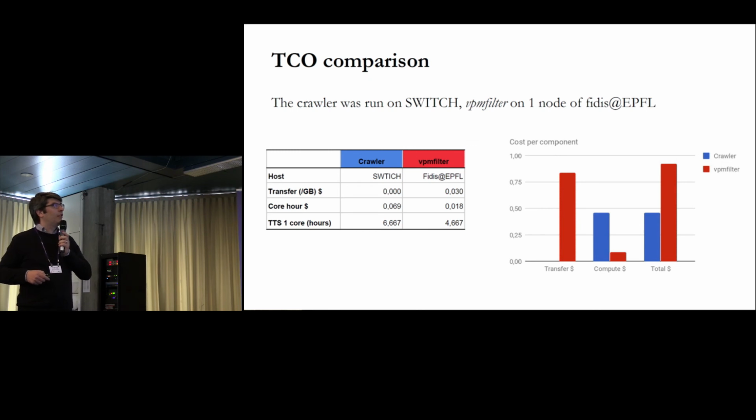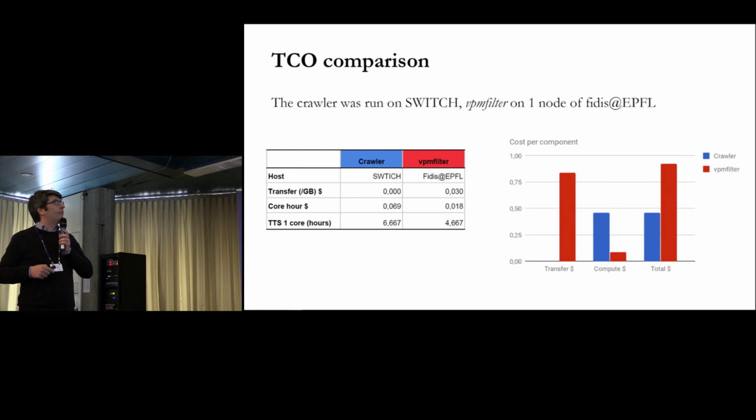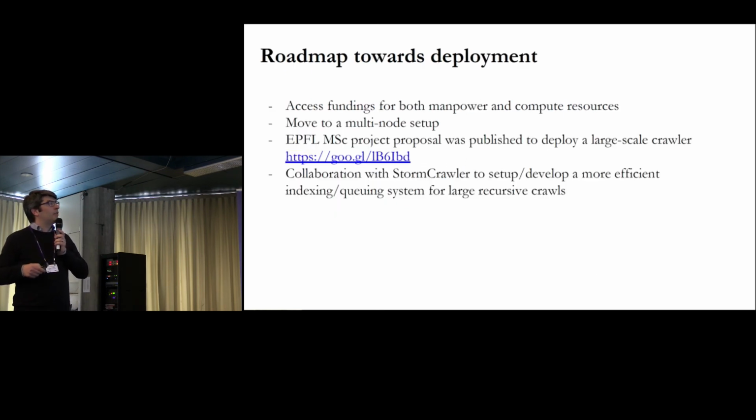Now, for the further development of the crawler, now that we have a prototype which is running on AWS, it's easy to move to bigger resources and so on. So it's running. We can install it very quickly now. The role of the project leader is to find some funding. The next step will be to move to a multi-node setup to really get large and massive crawls.